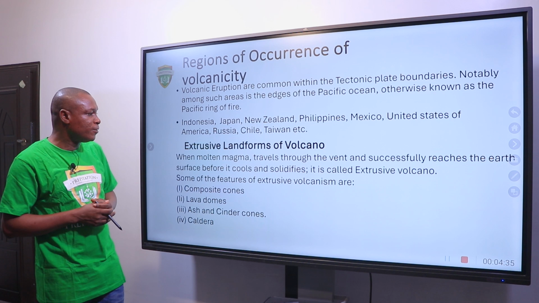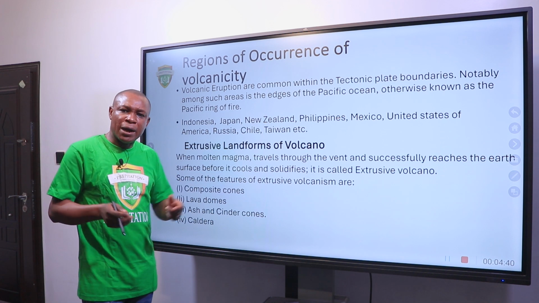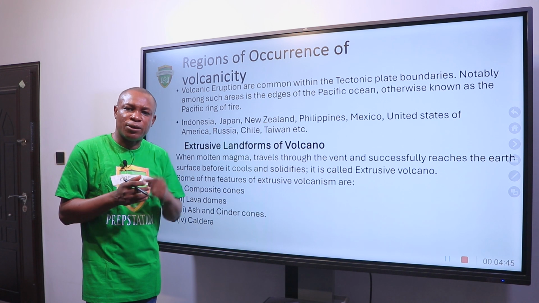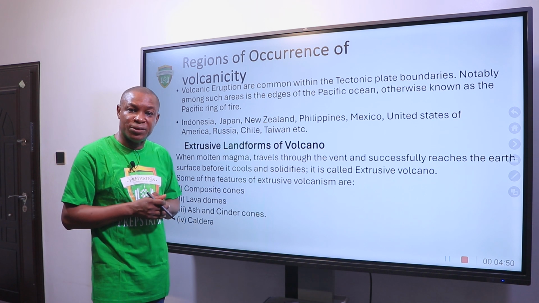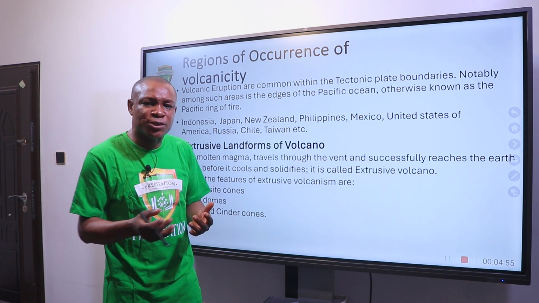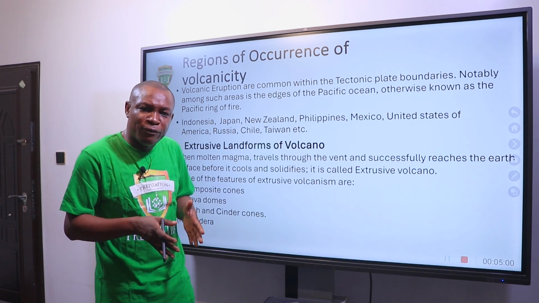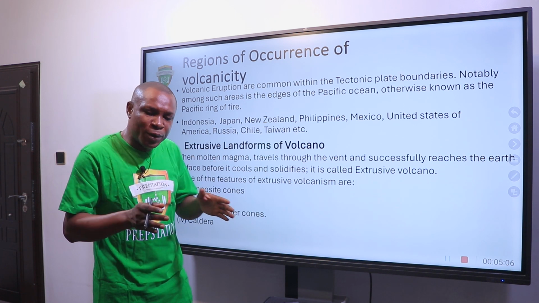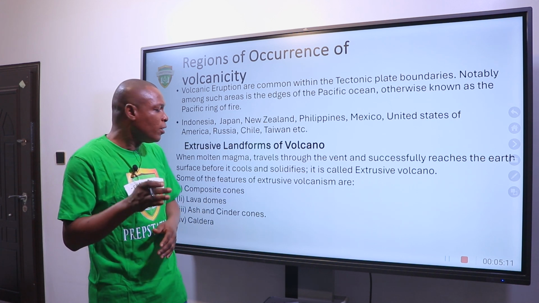Landforms of volcano. Now, at the course of volcanic eruption, the magma or the lava can successfully travel up to the surface of the earth. And when this happens, we can have extrusive features of volcanoes. It can also happen that as the magma is coming, it will cool down deep in the earth and solidify. And this will now form intrusive features of volcano. So we'll be looking at the extrusive features of volcano and intrusive features of volcano.